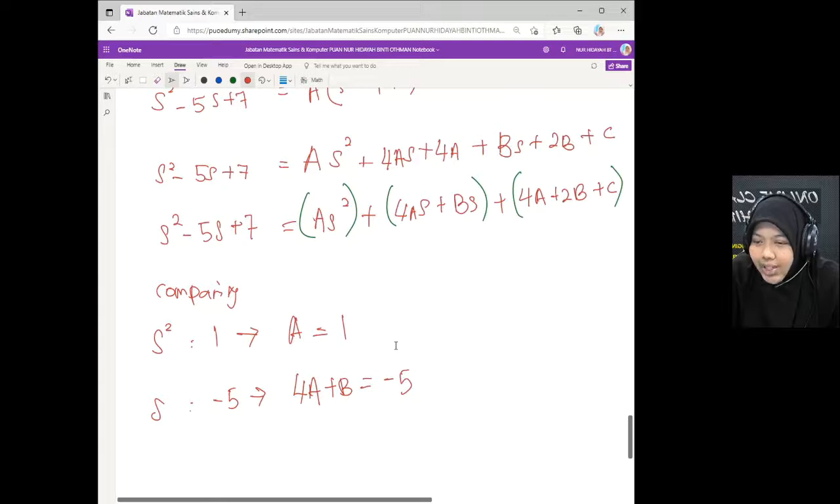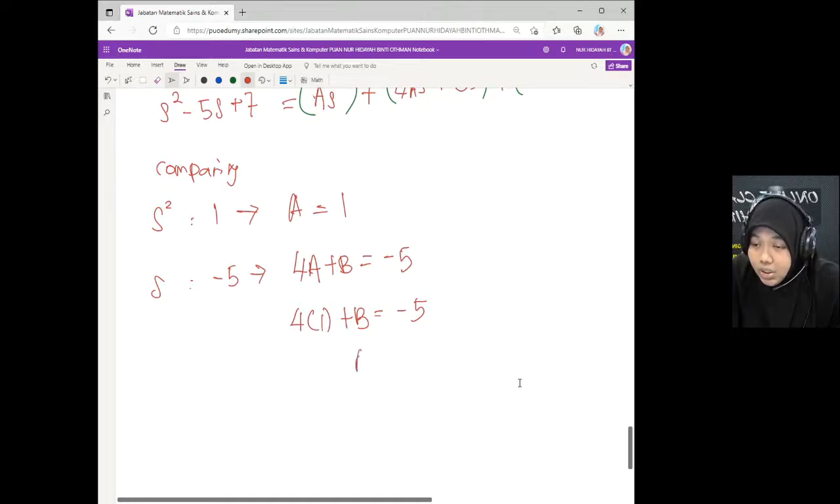Since we already know the a equals to 1, then we substitute the value of a into our 4a plus b equals to negative 5. Therefore, we write the answer like this. Okay. So our b is negative 5 minus 4 equals to negative 9. So b equals to negative 9. So kita dah siap lah untuk a and b.